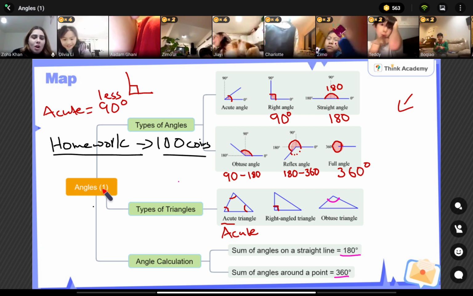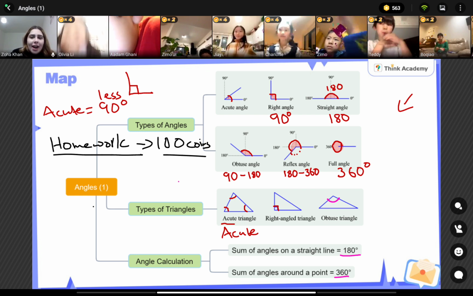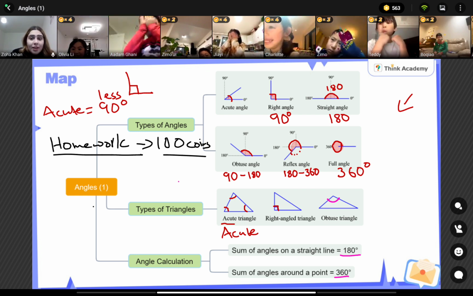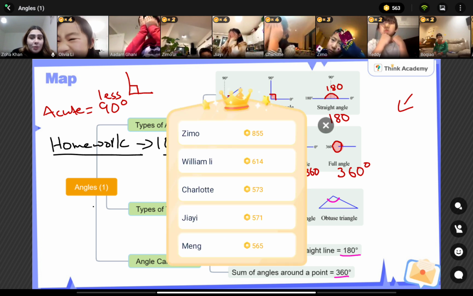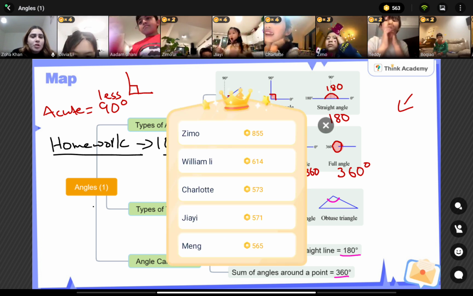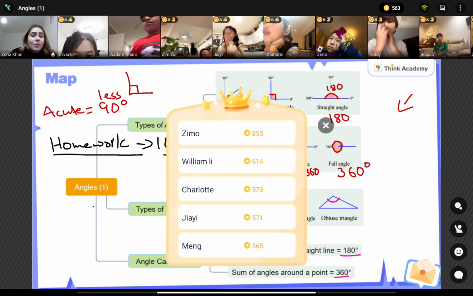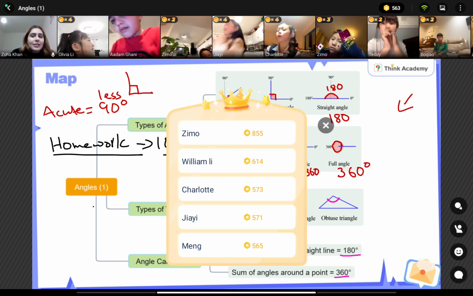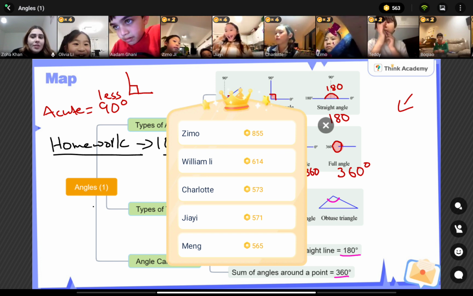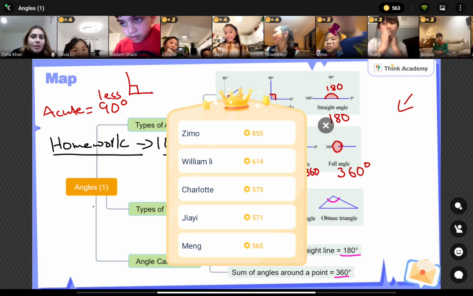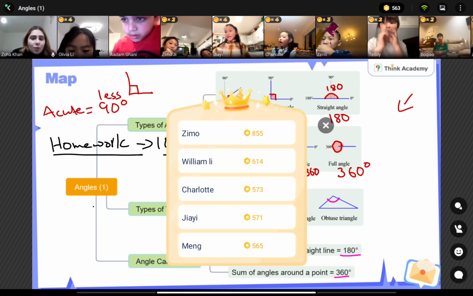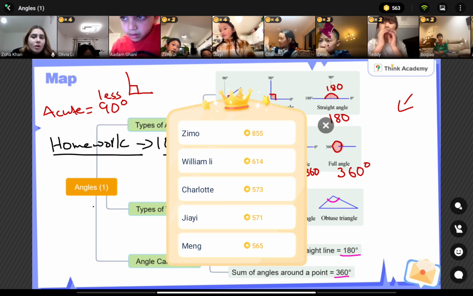So it's now time to have a look at the rank. Let's do that. Wow. So this is what the rank looks like. So Zemo, you've got the most coins at 855. Very well done. Then it's William with 614. Very well done. Then it's Charlotte with 573. Very well done. Then it's Jai with 571. So that's your top 4 for today.